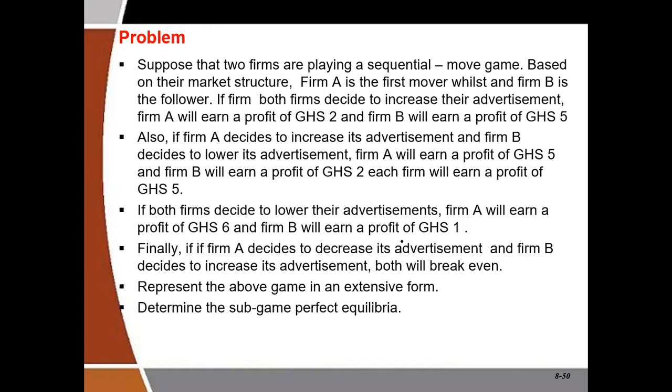Also, if firm A decides to increase and firm B decides to decrease, firm A will earn 5, firm B will earn 2. If both firms decide to lower or decrease the adverts, firm A will earn 6, firm B will earn a profit of 1. However, if firm A decides to decrease and firm B decides to increase, they will break even. Represent the above game in an extensive form and determine the subgame perfect equilibrium.